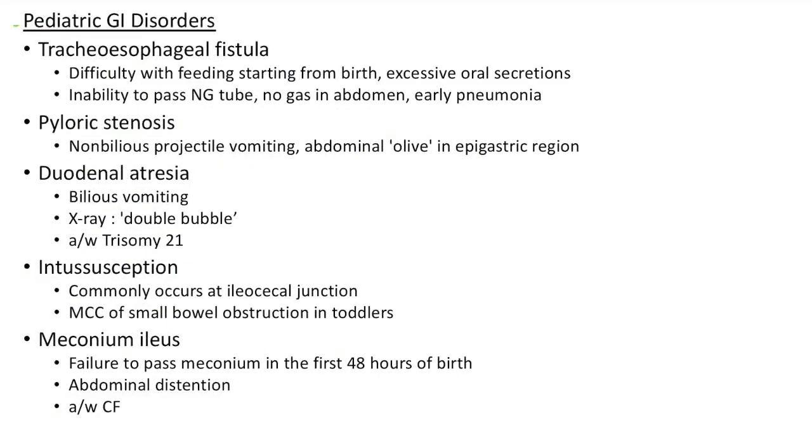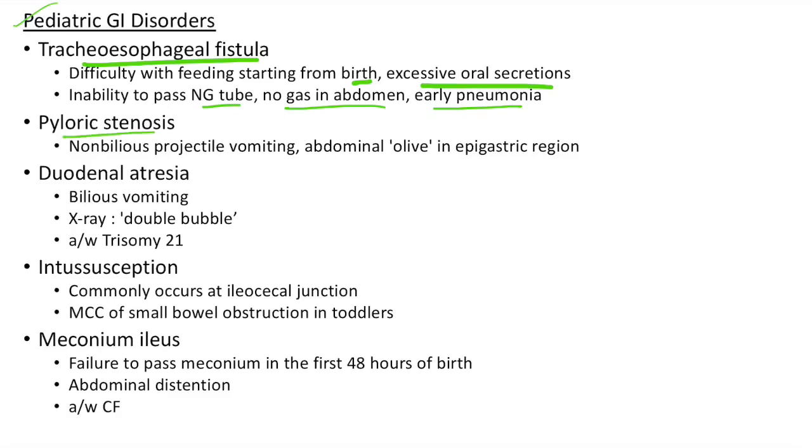Now let us see about pediatric gastrointestinal disorders. Tracheoesophageal fistula. In this case, there is difficulty with feeding starting from birth and excessive oral secretions. Other features include inability to pass nasogastric tube, no gas in abdomen, and early pneumonia.